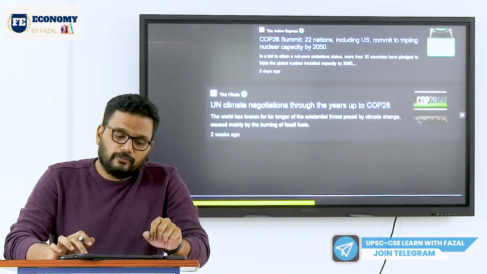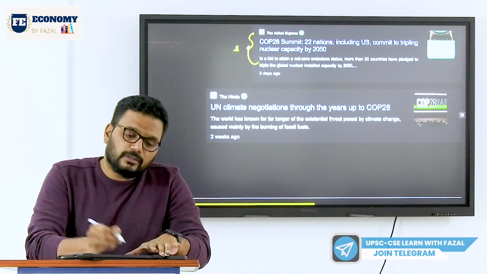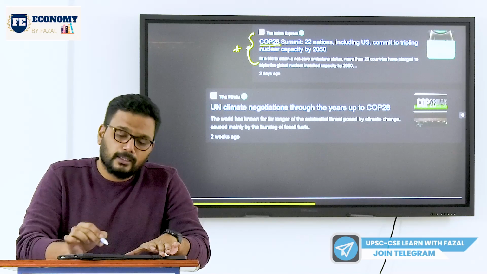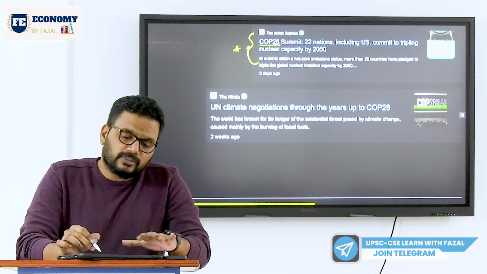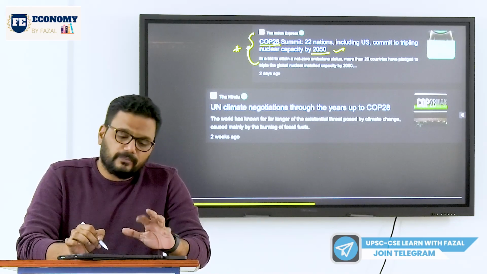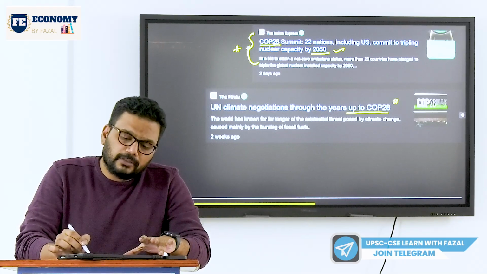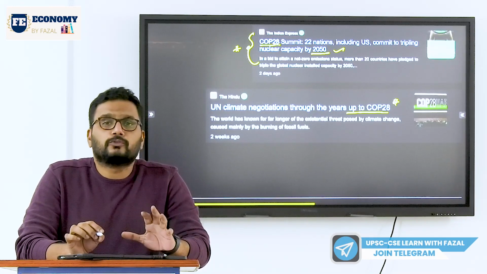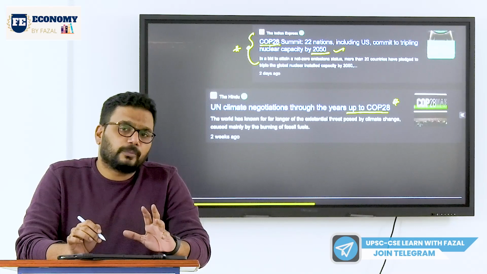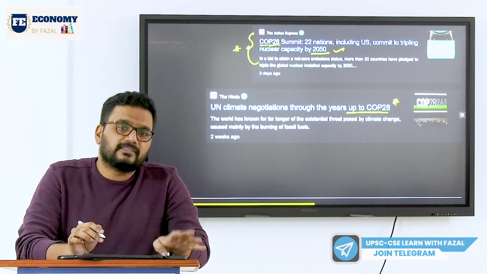If you see, there was a very good article mentioned in the Indian Express, which says COP28, COP is Conference of Parties, where 22 nations, including the US, commit to tripling the capacity. This is the net zero concept, and UN climate negotiations through the years up to COP28. So in both the newspapers, COP28 is very common. What happened in COP28? And what are the roots of the loss and damage fund?